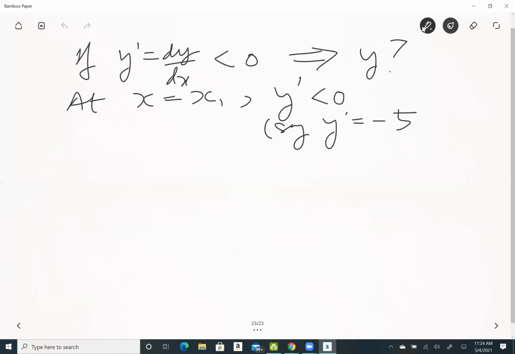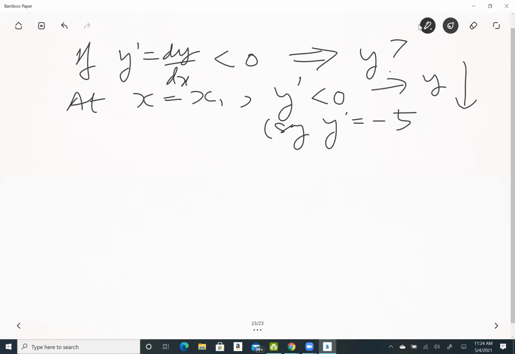So at x equal to x1, y prime is less than 0. In other words, you will see here at x equal to x1, the y will decrease. We'll go down. Why? Because the slope is negative.